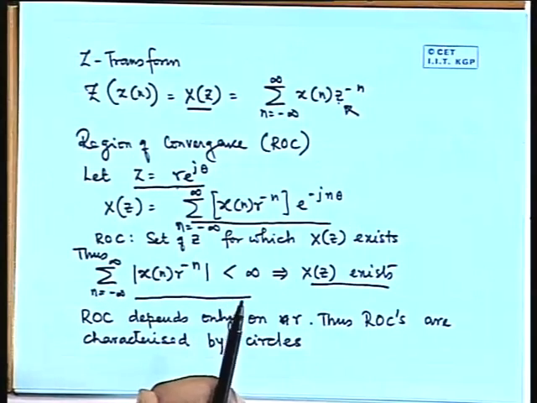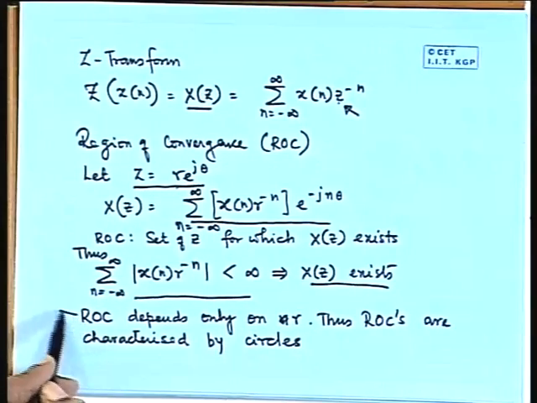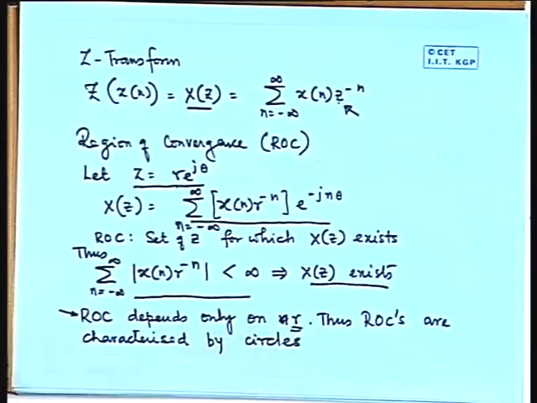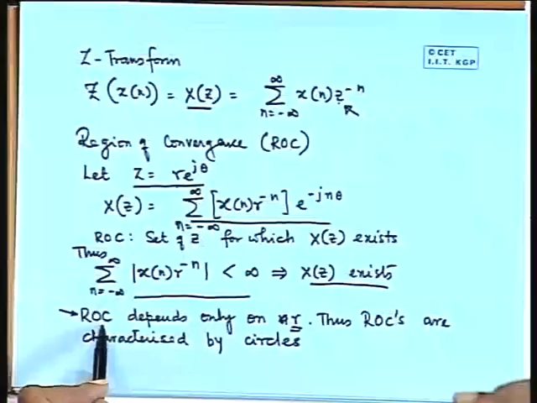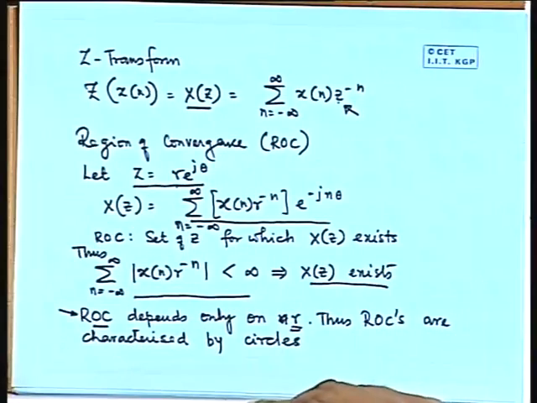There are two interesting things to note. First of all, the region of convergence depends only on r, so whether the radius is going to be smaller or bigger. So all regions of convergence are essentially characterized by circles in the z plane. It is going to be either less than r or greater than r, but it is always going to be on a circle, because it is characterized only by r, right? So that's an interesting thing to note.